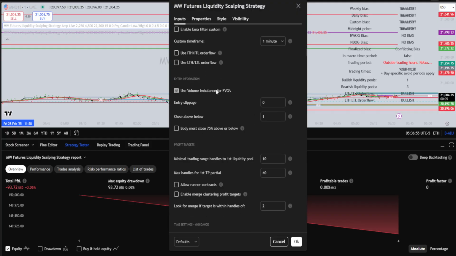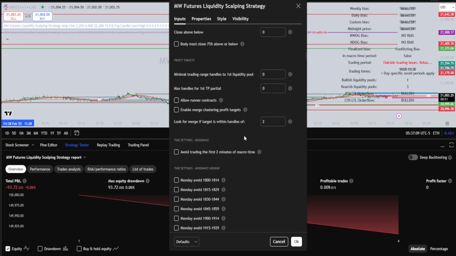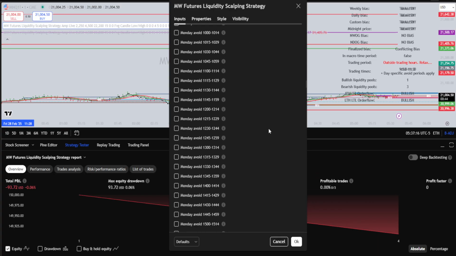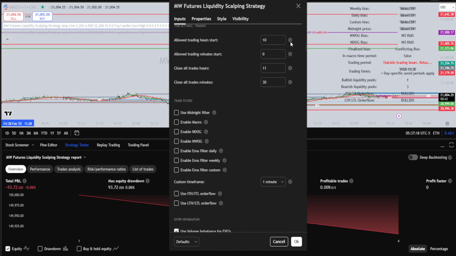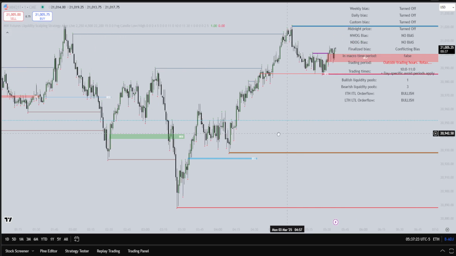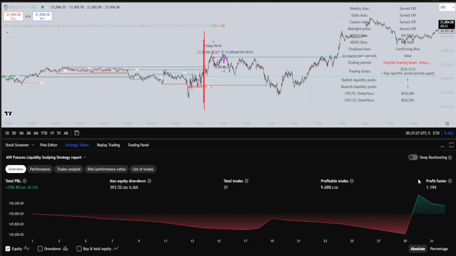And let's see, I will be using volume imbalances. We will not be using enter slippage or close above below for now. We will not use any minimum or maximum handles right now, because we want to see what we're working with. The same for looking to merge targets. And let's have a look. The avoid times are what they are, so we do not really have to look at that. So let's have a look with just the default settings at what we will be looking at right now.